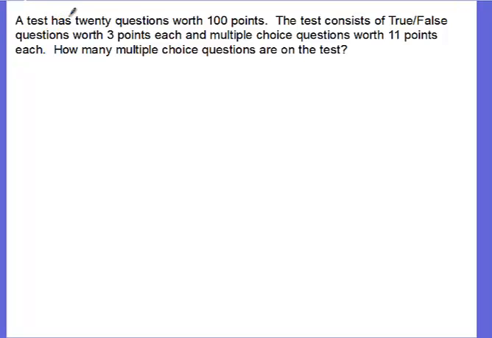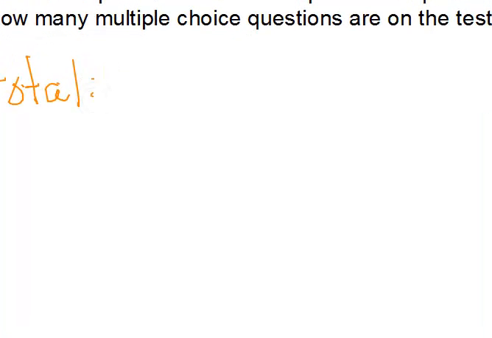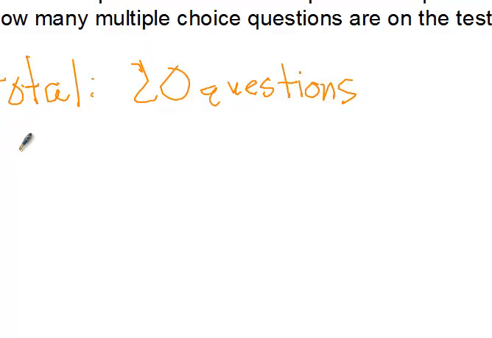If we look here, we know that a test has 20 questions worth 100 points. The test consists of true and false questions at 3 points each, multiple choice questions at 11 points each. So we have to think: did I give you a total or did I give you a starting value? Right off the bat, I just gave you two totals. One total is that there are 20 questions, and the other total is that there are 100 points for the whole test.